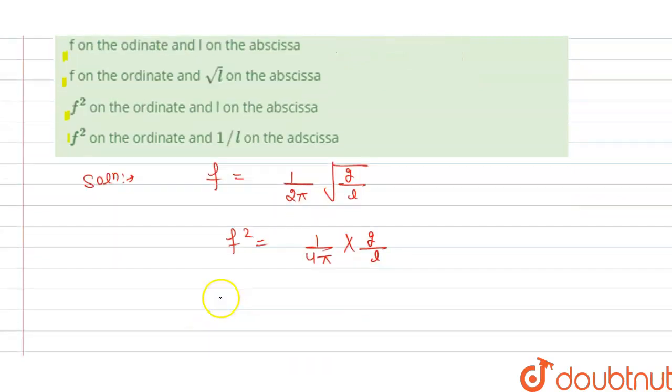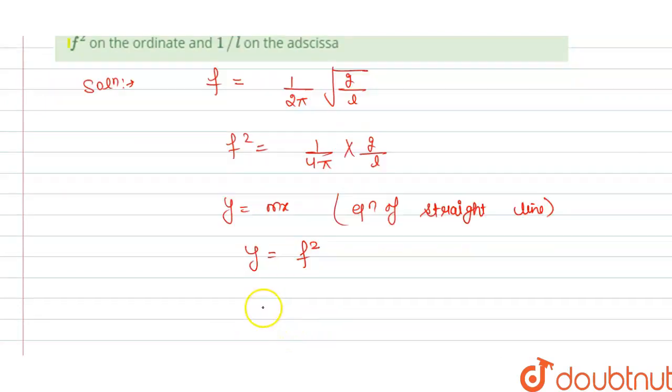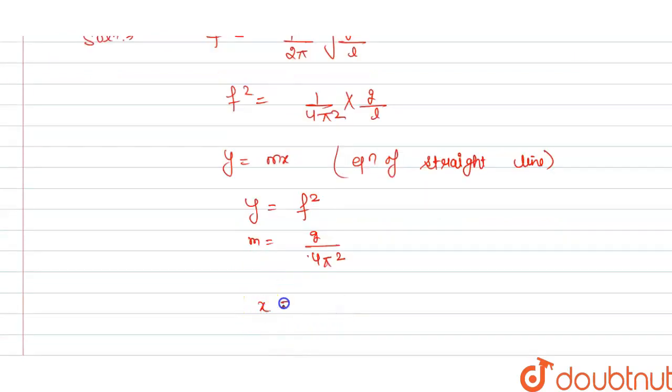So comparing with the straight line equation, that is y equals mx. From comparing, we get y is f squared and m is g divided by 4 pi squared, and x is 1 by L. So m is g divided by 4 pi squared.